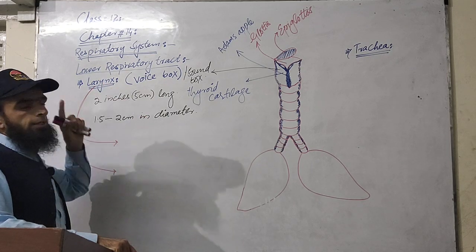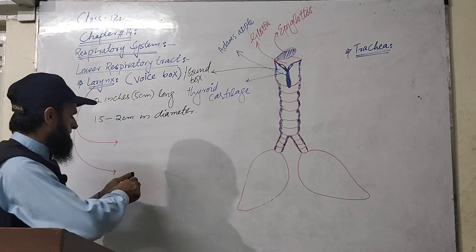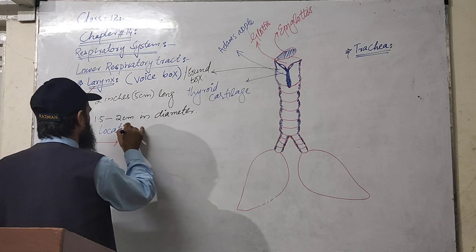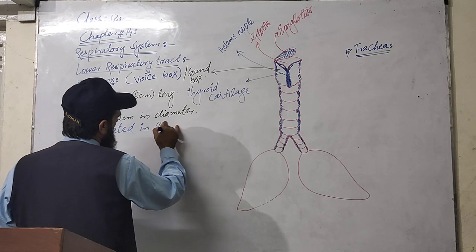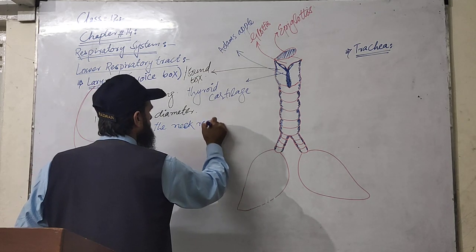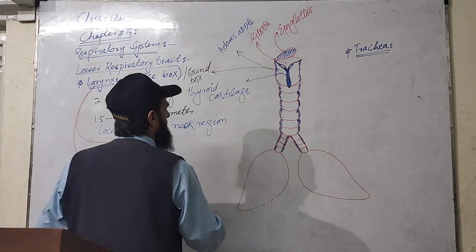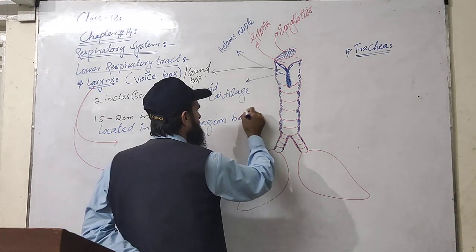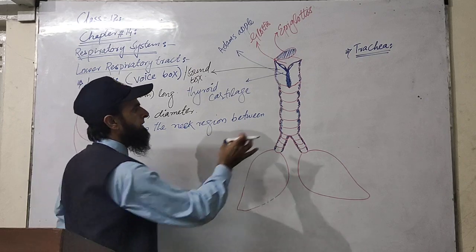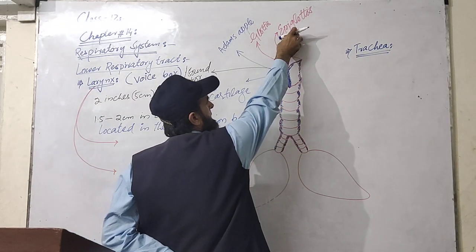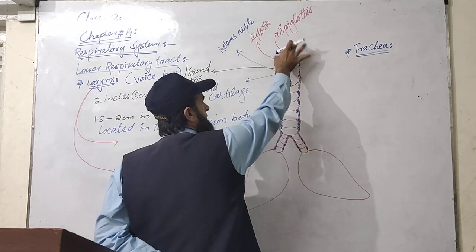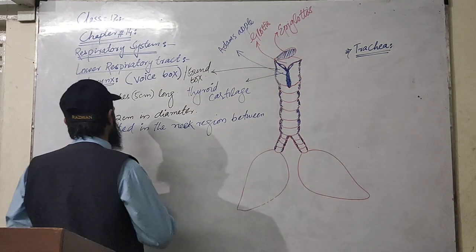Usually the larynx is located in the neck region, between the pharynx and the trachea. Above the larynx is the pharynx and below it is the trachea. So it is located in the neck region between the pharynx and the trachea.